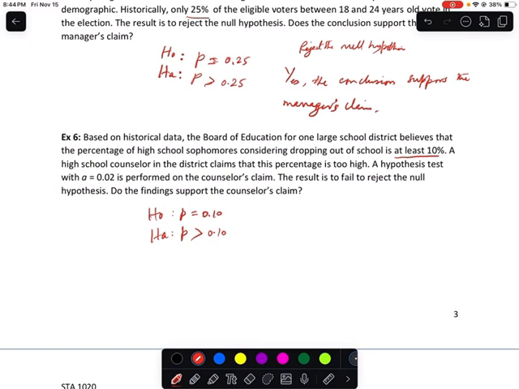So fail to reject the null hypothesis. In other words, we are accepting the null hypothesis, which means the other hypothesis is rejected. So we will say no. The findings do not support the counselor's claim.